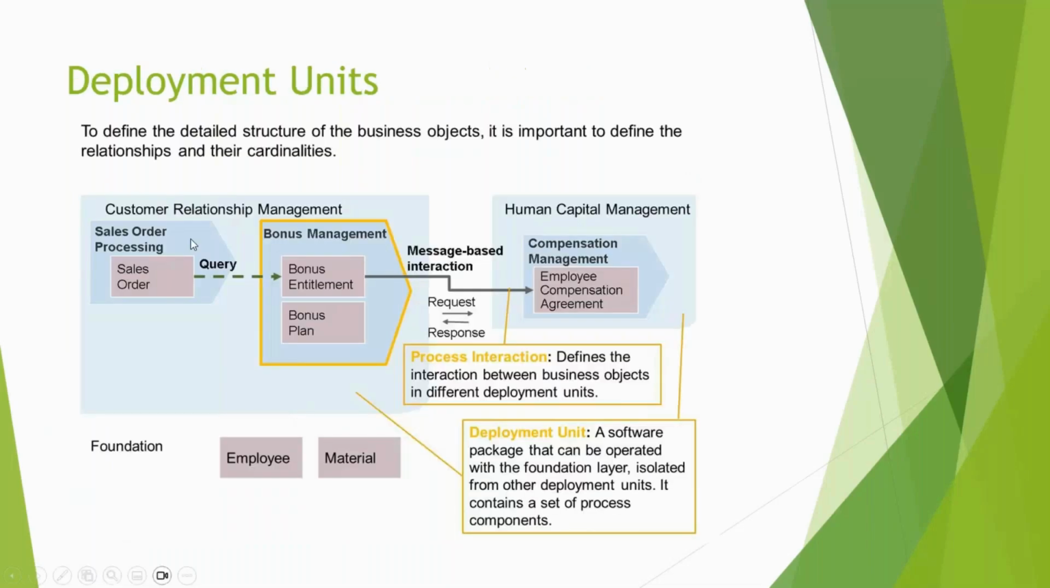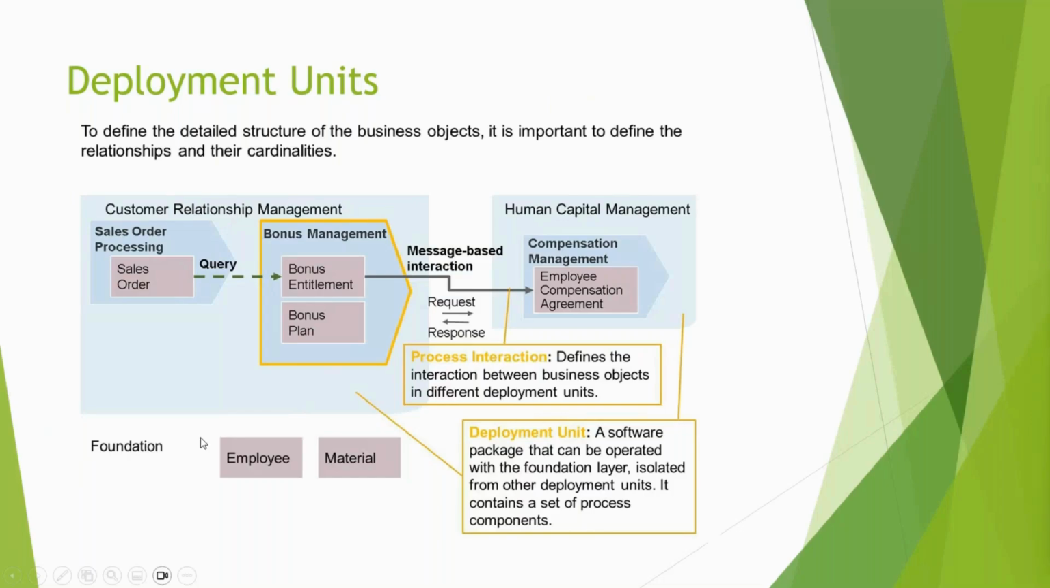Okay. So yesterday we were discussing deployment units as well, right? There are two different deployment units which we are mainly using in C4C. All the transactional data, like sales orders, tickets, leads, and opportunities, will come under the customer relationship management deployment unit. And any master data like employee, material, customer, and contacts like business partner will come under the foundation deployment unit.